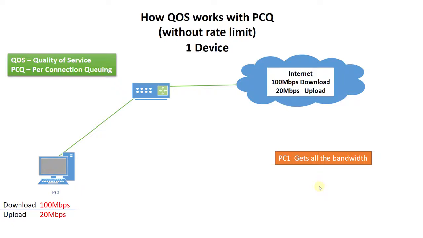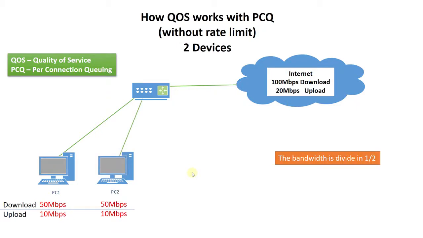Alright, so in this diagram, when one device is connected, this device will get the full 100 up, full 100 down and the 20 up. But if another PC comes online now and starts to browse, what will happen with PCQ? It will ensure that this PC will be guaranteed half of the available bandwidth.